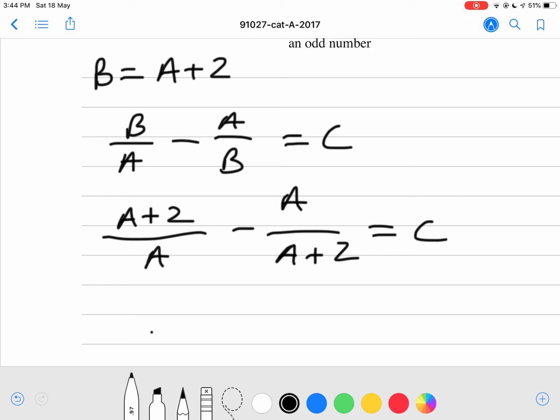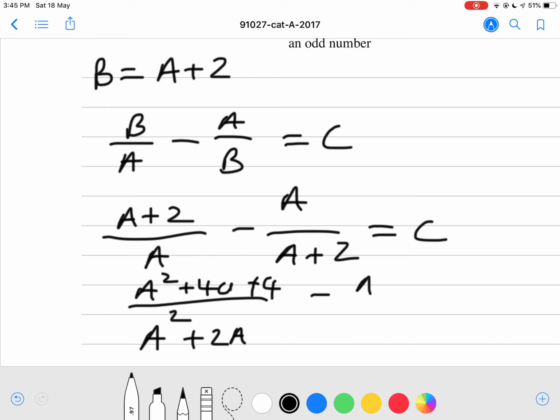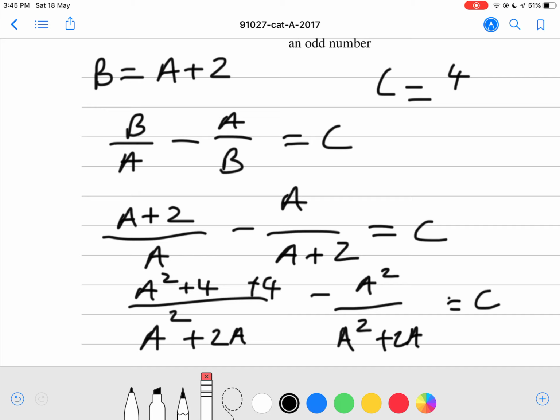Now we're going to make the denominator the same. So A squared plus 2A over A plus 2 times A plus 2, so A squared plus 4A plus 4, minus A times A, which is A squared, divided by A squared plus 2A, and that equals C. So therefore C is equal to A squared minus A squared is gone, so you get 4A plus 4 divided by A squared plus 2A.